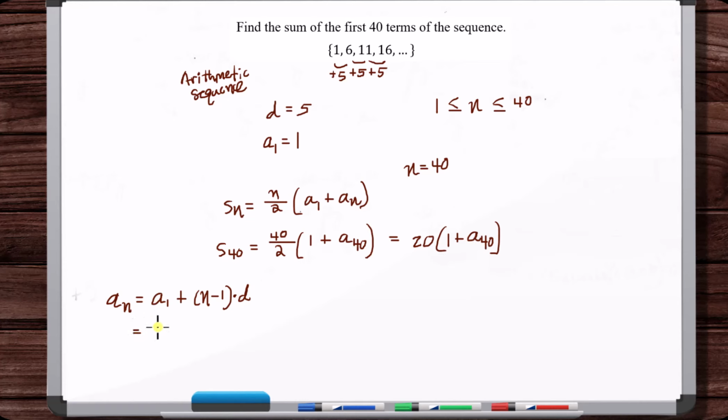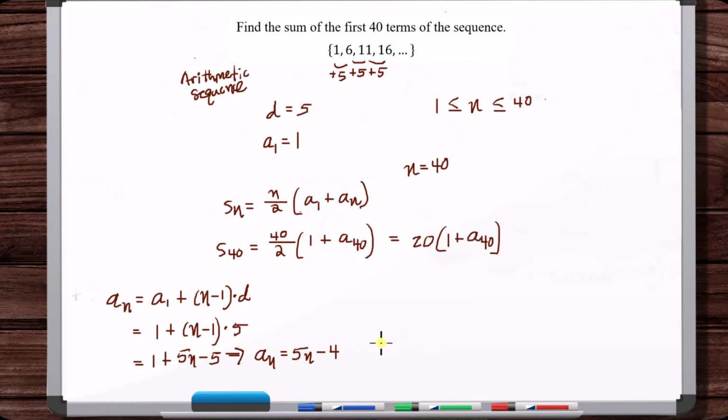So a sub 1 is 1 plus n minus 1 times 5. 1 plus 5n minus 5. So a sub n is 5n minus 4. Right, so n equal to 1, you get 5 minus 4, which is 1. n equal to 2, you get 10 minus 4, which is 6. n equal to 3, you get 15 minus 4, which is 11. So that's right. That's the formula for this sequence.